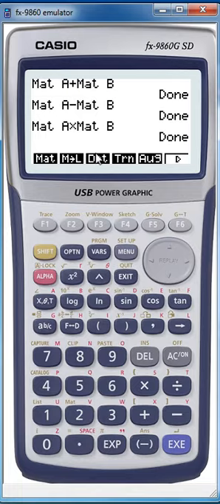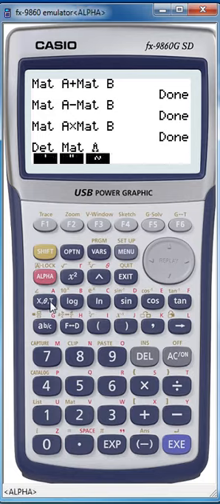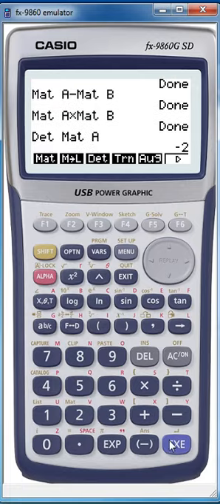Alright, what if I use this det here? This det stands for the determinant. So if I found the determinant of matrix alpha A, just like that, there it is, minus 2. Oh, is that the correct answer, you say? Well, remember that my matrix A was 1, 2, 3, 4. So I find the determinant by multiplying 1 and 4, which is 4, and subtracting 2 times 3, which is 6. So 4 minus 6 is minus 2. So that answer is correct.